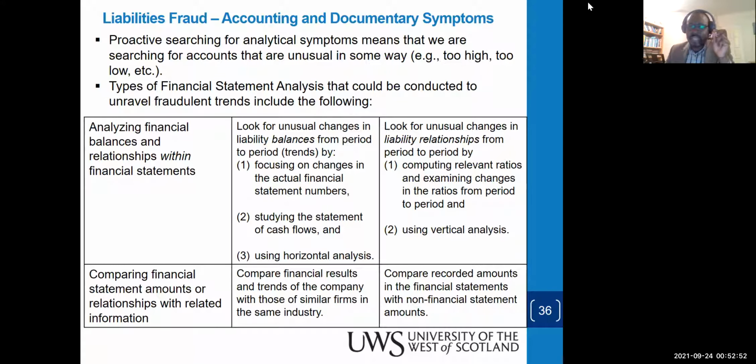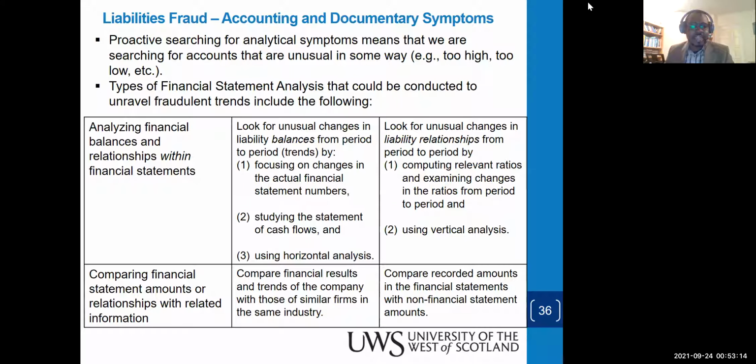Be proactive and search for analytical symptoms. Is something too high? Is something too low comparatively? Are the numbers the same from last year to this year? Why should the accounts receivable from last year be the same as this year? Why should accounts payable be the same as last year compared to this year? Okay. So you could unravel this fraudulent activity.